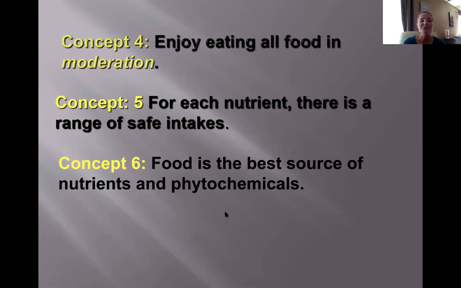For each nutrient, there is a range of safe intakes. We have established, and we'll talk more about this in chapter 2, dietary ranges that will help meet the nutrition needs of preventing deficiencies and diseases. So, safe ranges for intakes of vitamins and minerals. Scientists have been able to establish those and give us guidelines on what we need to consume to remain in a healthy state. And then food is the best source of nutrients and phytochemicals.